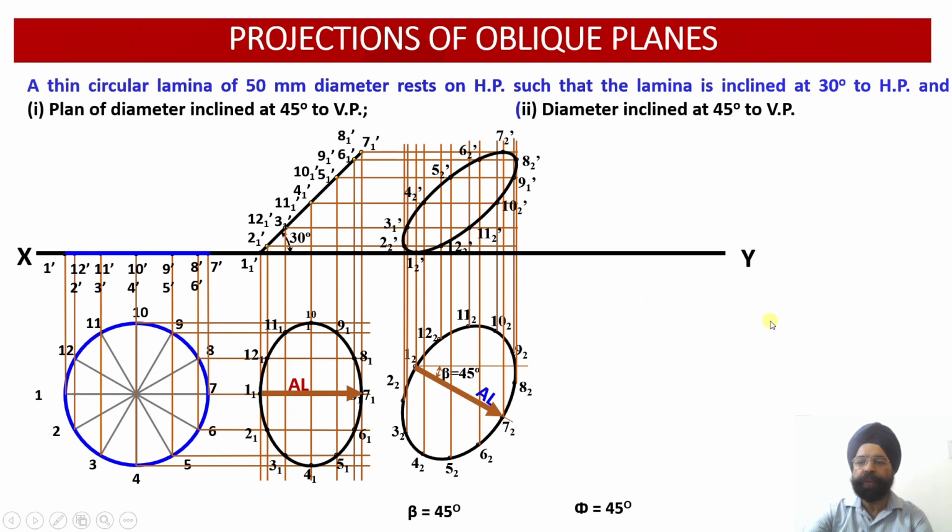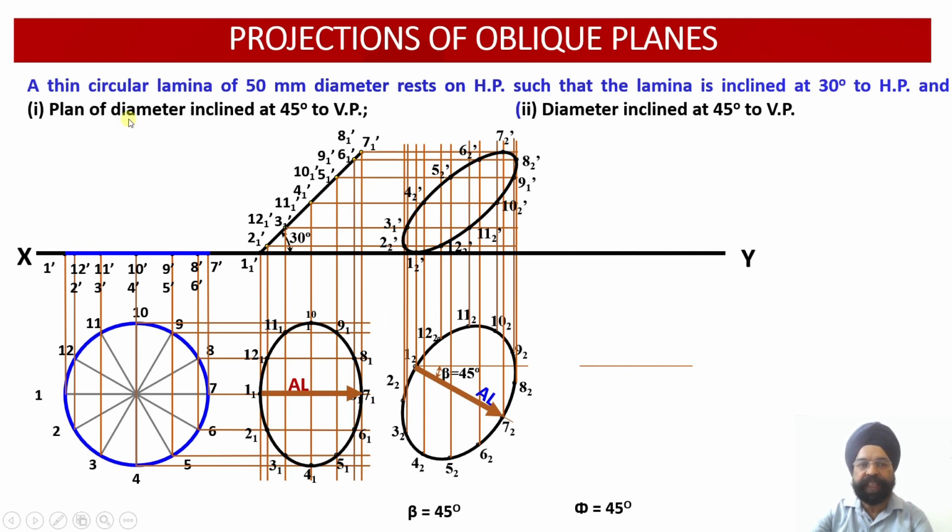Now we want to proceed with the second case, that is, the diameter is inclined with respect to VP at an angle of 45 degrees. Now here we have not said that the plan of the diameter is inclined. It is the true length of the diameter which is inclined at an angle of 45 degrees. But please note that whether it is the original diameter which is inclined or the plan of the diameter which is inclined, ultimately we are required to transfer or rotate this figure onto this particular place.